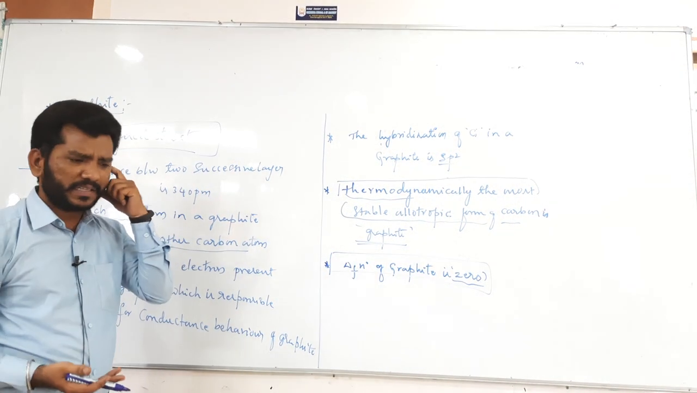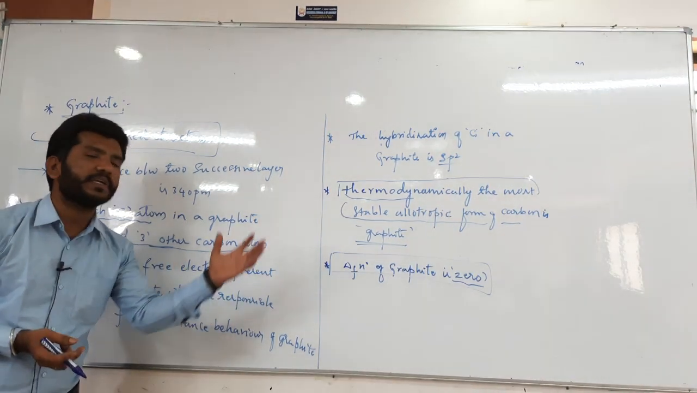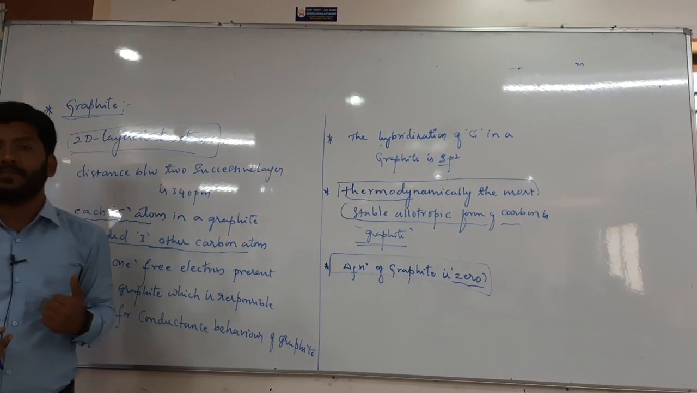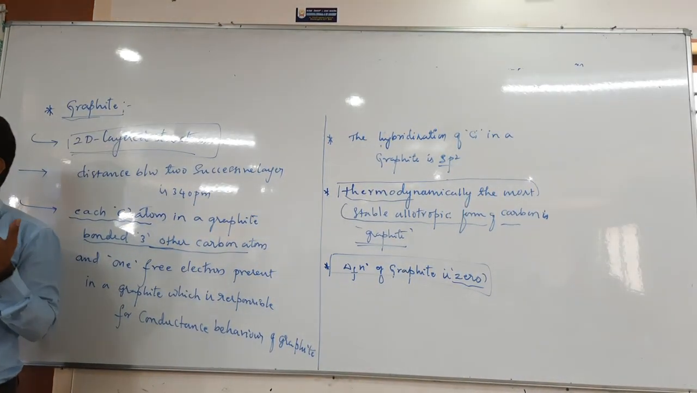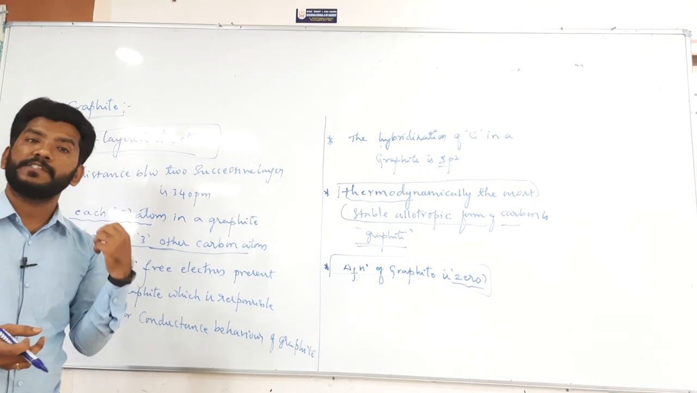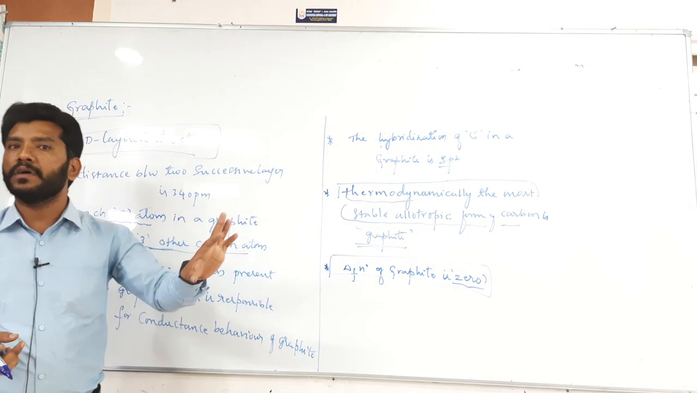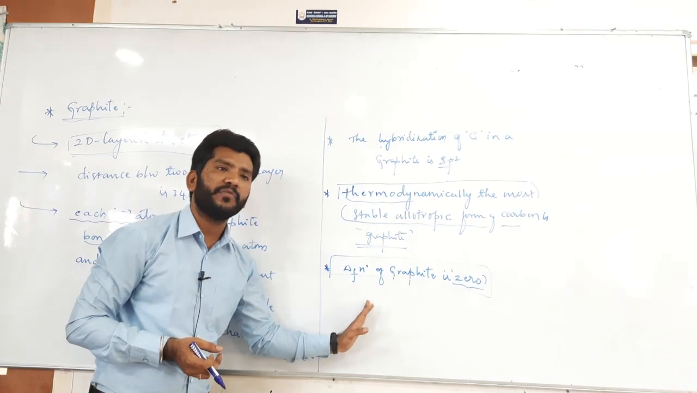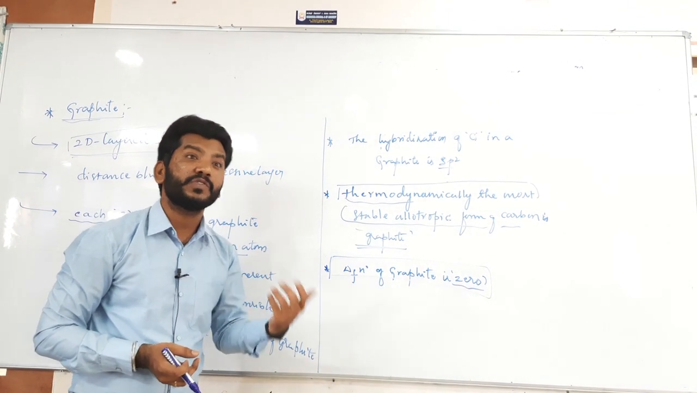Because of its slippery nature, graphite is used in lubricants. Lubricants are one of the essentials for vehicles and machines to run smoothly. Graphite acts as a lubricant because of its slippery nature. Why?